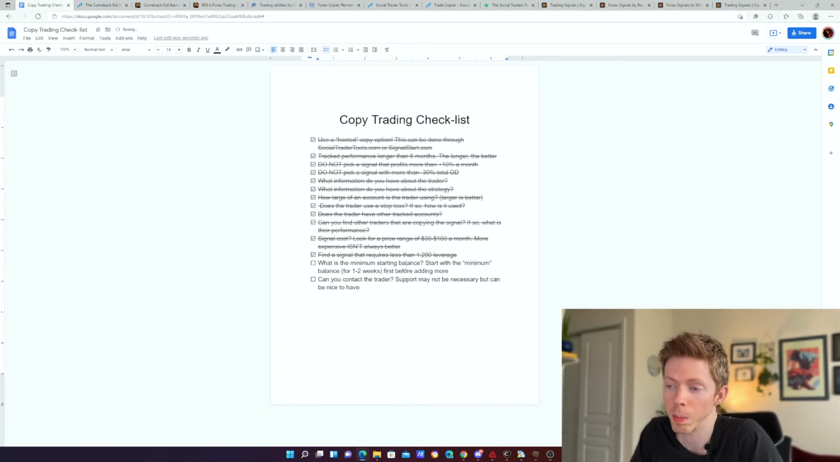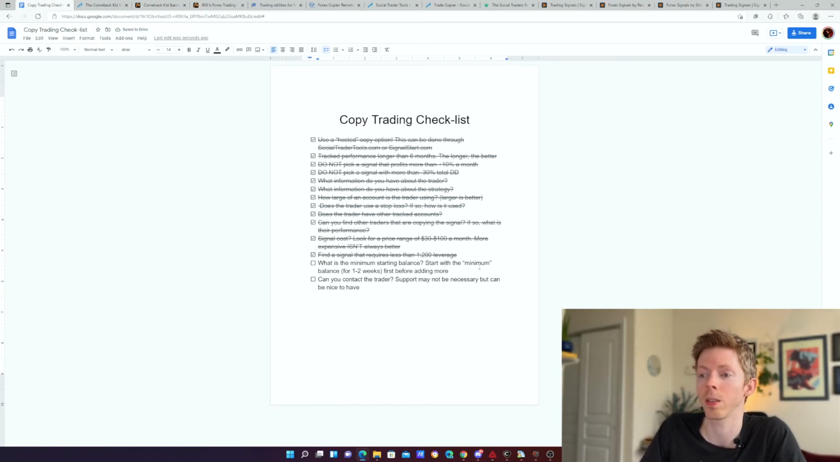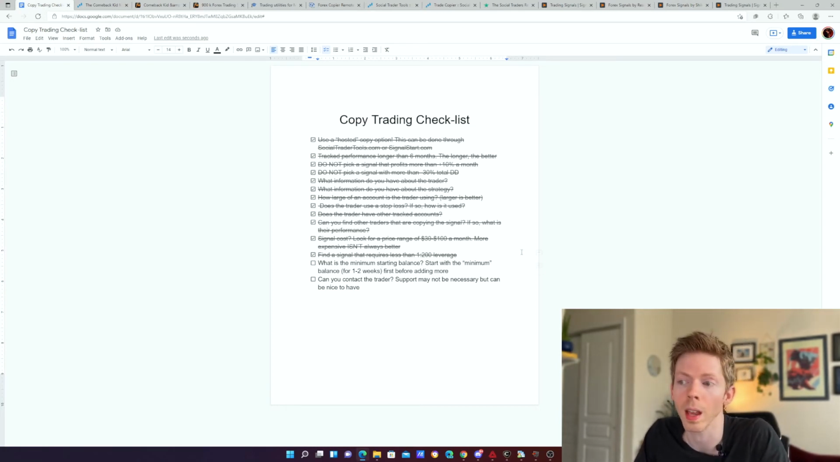What is the minimum starting balance? Start with a minimum for 1 to 2 weeks, and then add maybe more money later on. This is a good way to get your feet wet to see how the copying is going, understanding the strategy a little bit more, getting a little bit more comfortable with the trader and the performance. And then you can add a little bit more later on once that comfort level is there.